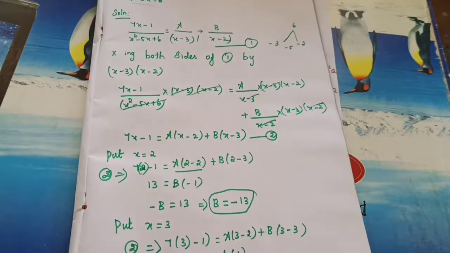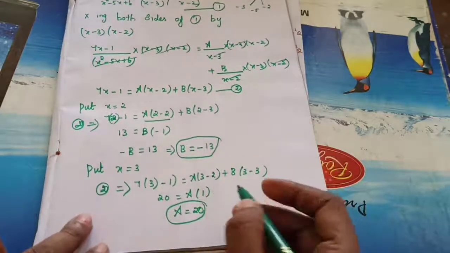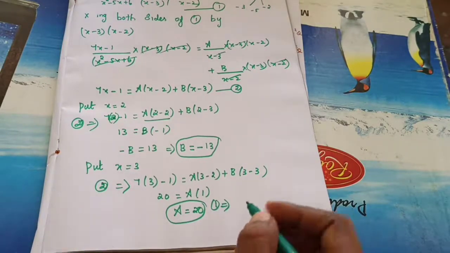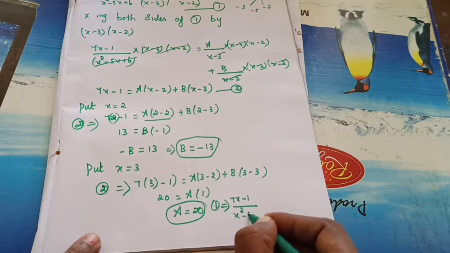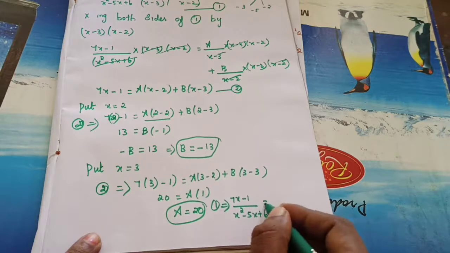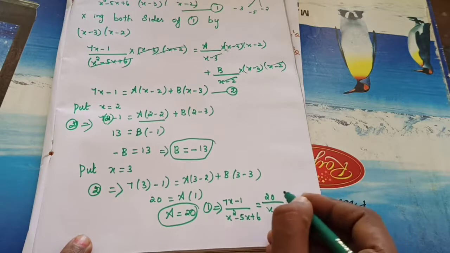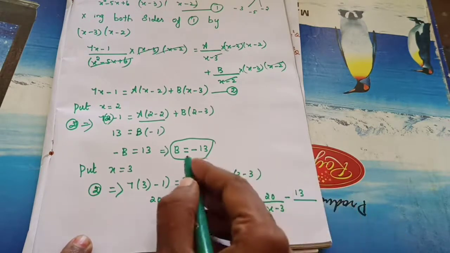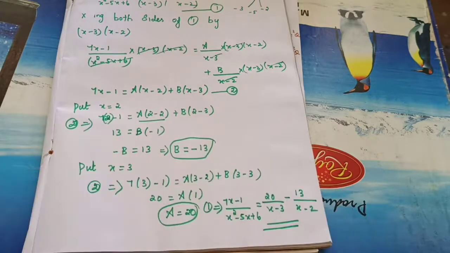So no problem, we stopped here. But in this question they asked you to resolve into partial fractions. So in equation number 1 you need to substitute. Equation number 1 implies (7x - 1)/(x² - 5x + 6) is equal to, what's the a value? 20/(x - 3) minus or plus? Minus, is it right? Minus 13 divided by b, the b value is minus 13. So minus 13/(x - 2). This is the required answer. Got it? Very easy, is it right?